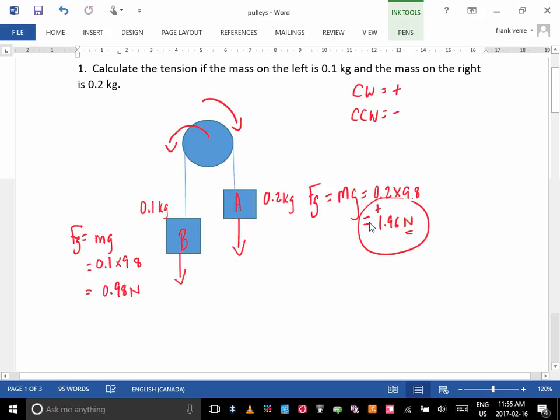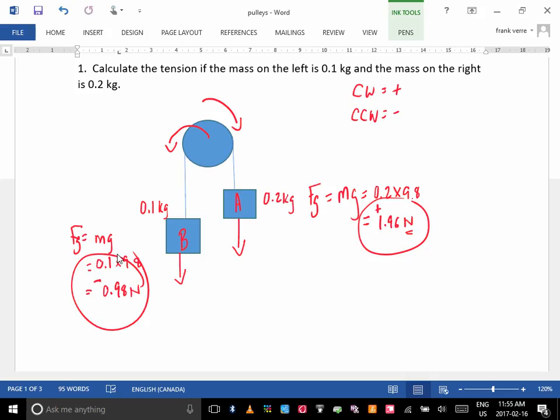Now, do you see why? Because that mass is going to try to turn the pulley clockwise. The other mass is going to try to turn the pulley counterclockwise, all right? So one of those two is going to be negative, the other one's going to be positive.